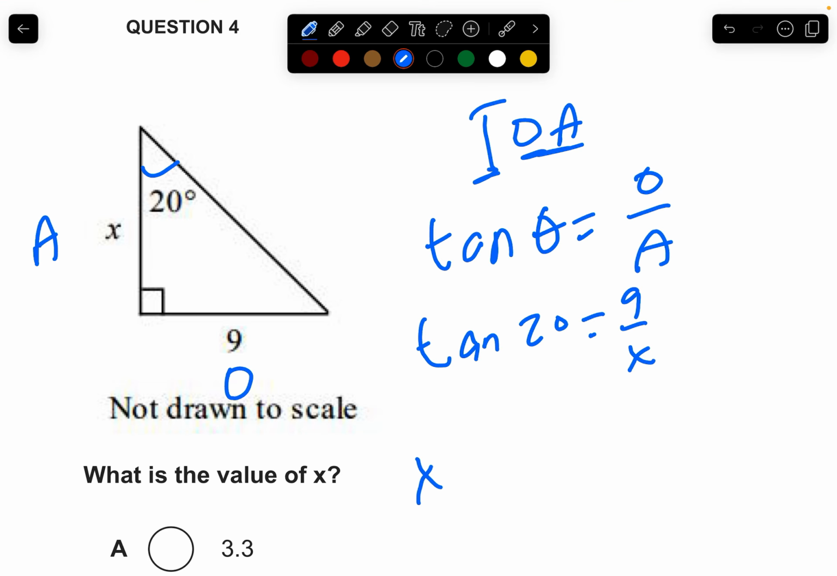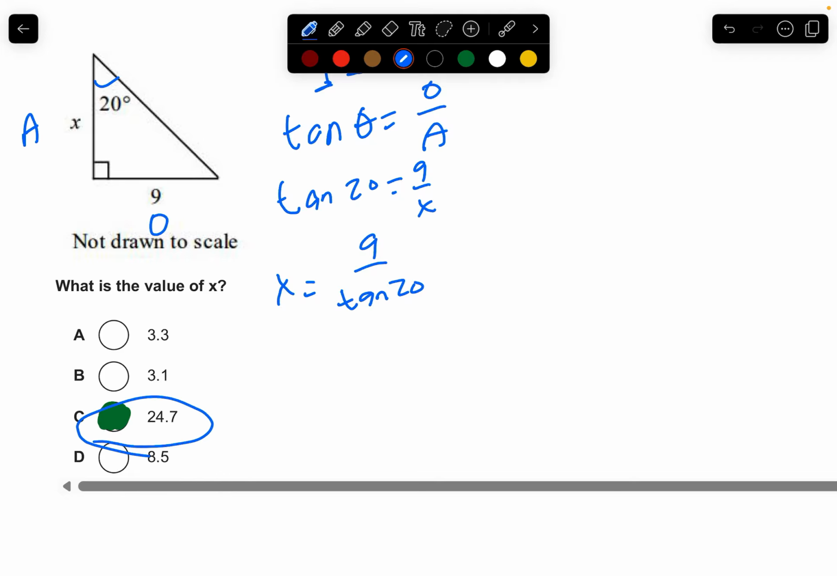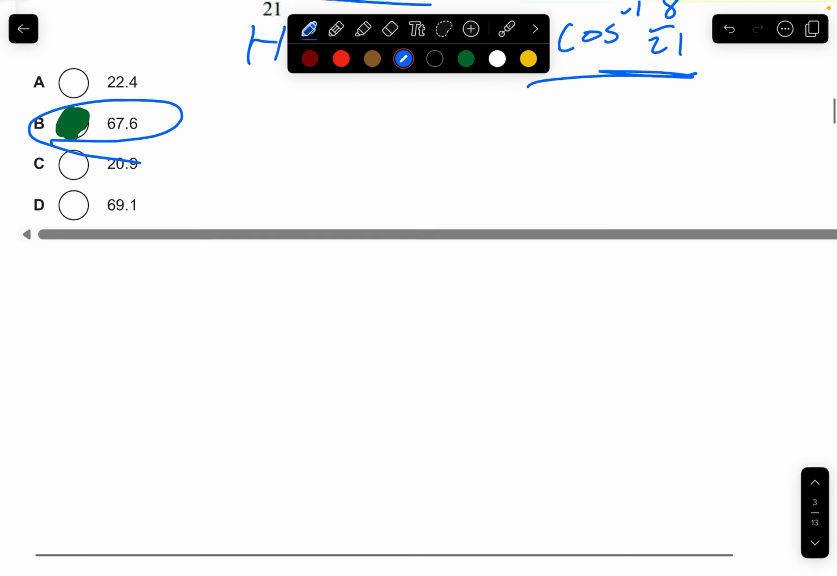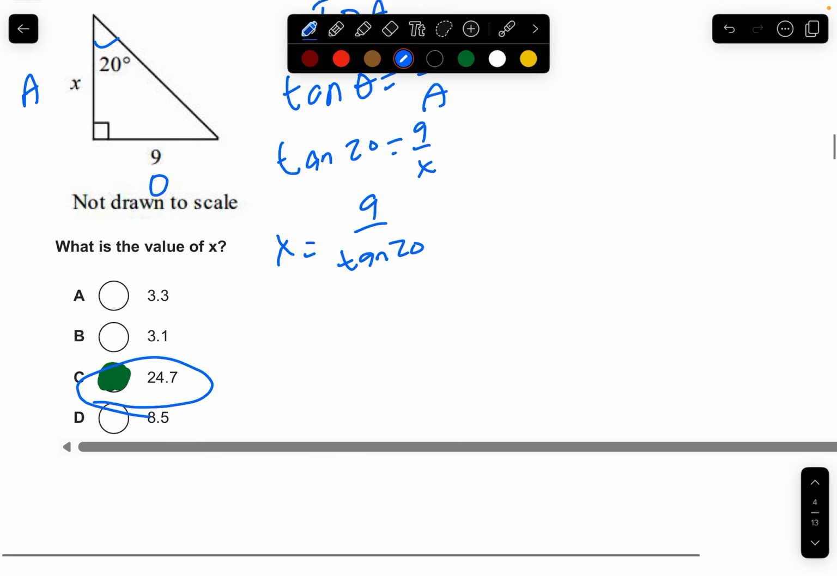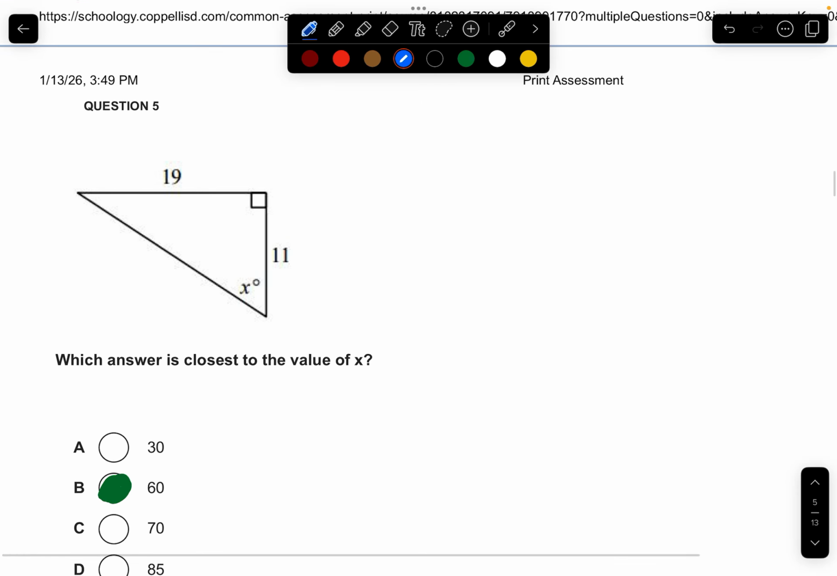If x is down low, they switch places, you know. Getting tricky with it. Let's go. So what happens? We get 9 over tan 20. Type that in. 9 over tan 20, and I get 24.7. There we go, 24.7. Love it. They didn't actually give specific rounding instructions on some of these, but since they're multiple choice, we go by the way that they're rounded in the question. So 24.7 is what we're looking for.